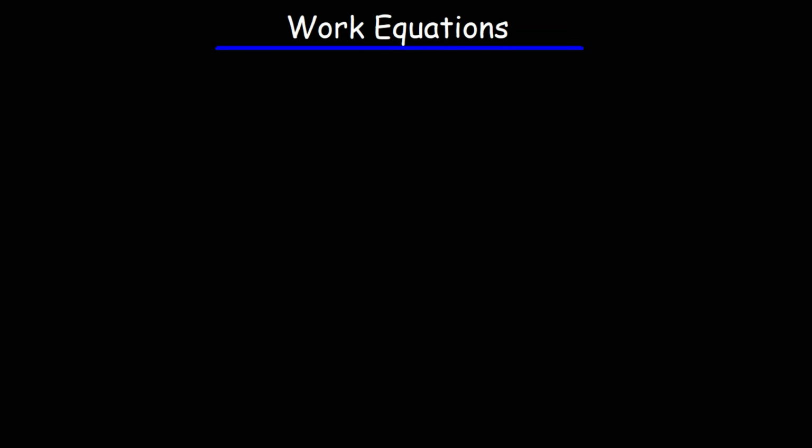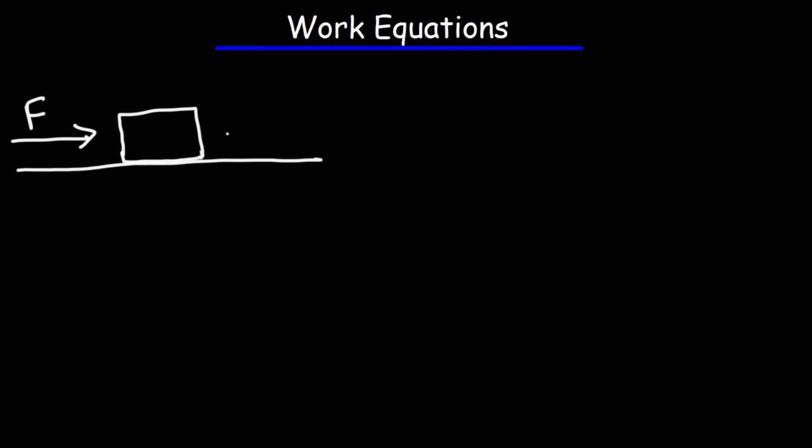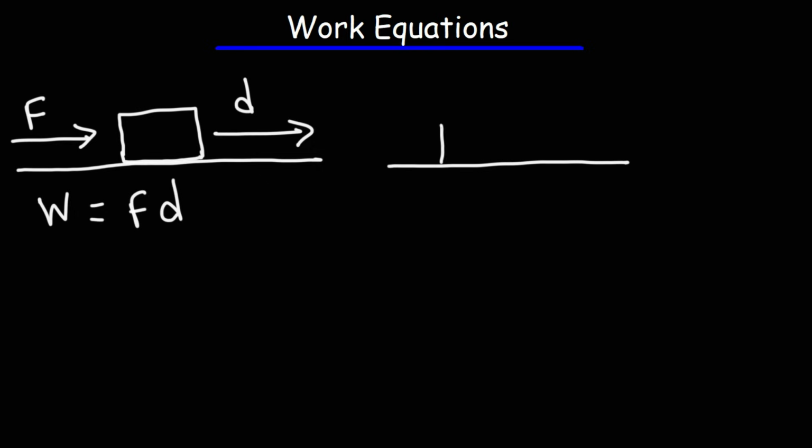In this video, we're going to go over the equations and formulas that are associated with work, energy, and power. So let's say we have a block that's resting on a horizontal frictionless floor, and we apply a force causing the block to move by some displacement d. The work done on the box by the force is going to be equal to the force multiplied by the displacement of the block. So that's the first way in which you can calculate the work done by a force.